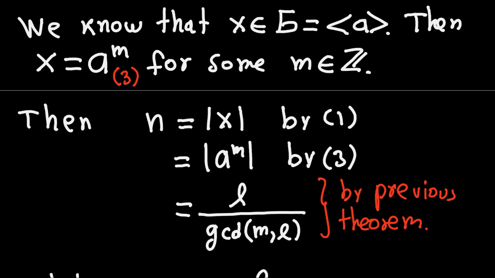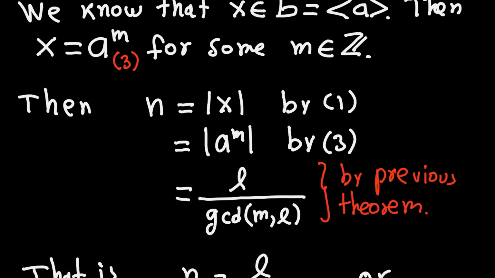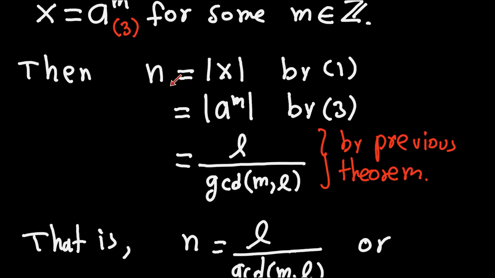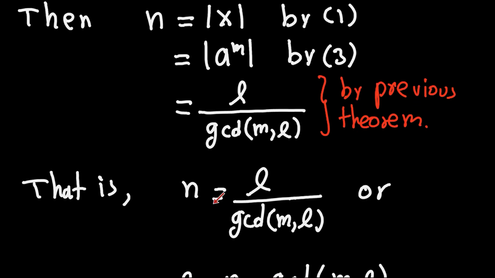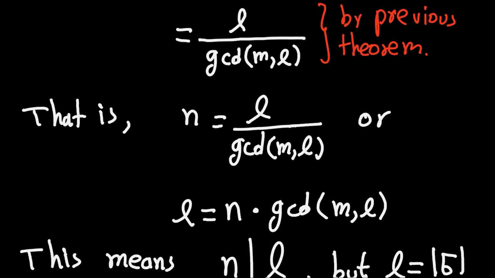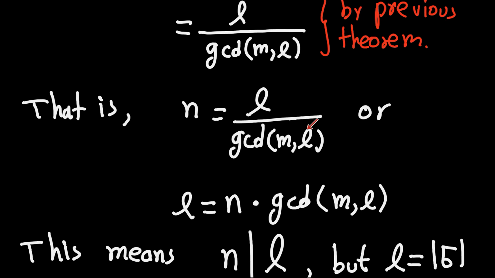So here I'm using the theorem that we saw in the last video lecture, and also the one we used at the beginning of this video. So we are using that theorem. So we have this. Using all these equalities here, that means that this n is equal to this expression that we have here. Now, we can take this and rewrite it like this. How do we do that? Just multiply on both sides of this equality by the GCD. So then L will be n times this GCD.